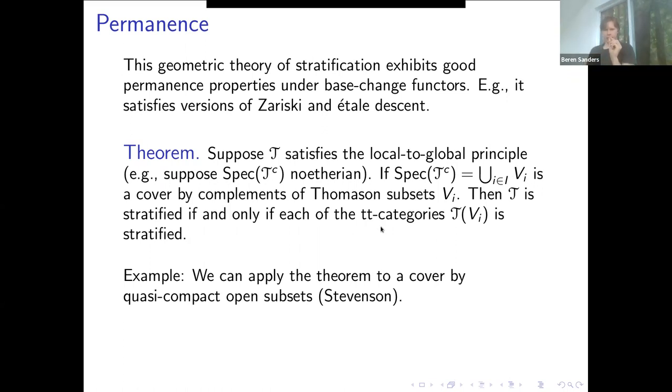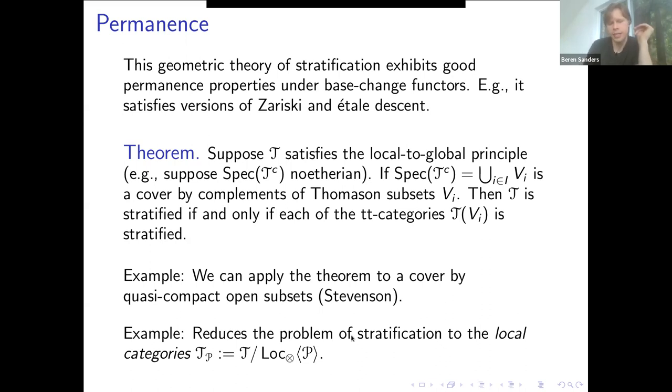Given any point in your spectrum, you can look at all of the generalizations of that point, all the points for whom your point is in their closure. That's the complement of a Thomason subset. So I guess what I'm trying to say is that you can take the union over all primes P of all the generalizations. Maybe that's a confusing way of saying it. The point is that this theorem gives us, as a special case, a reduction of the problem of stratification to the local categories at each point. So not only can you deal with a Zariski open cover, you can really reduce yourself to the stalks, the local categories. And this is a very useful thing to do.